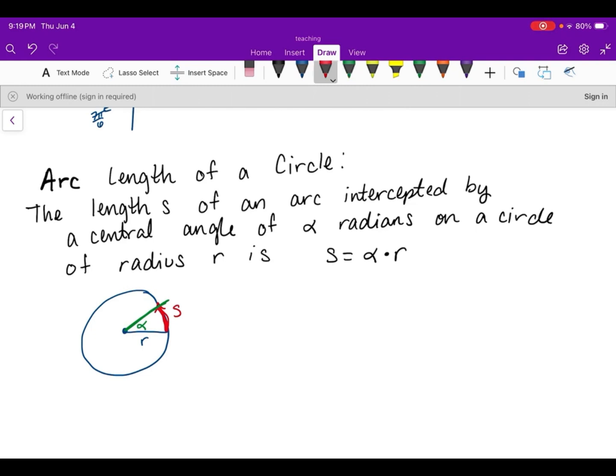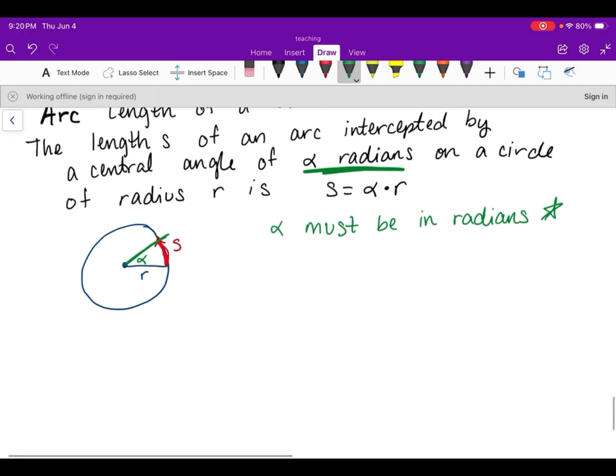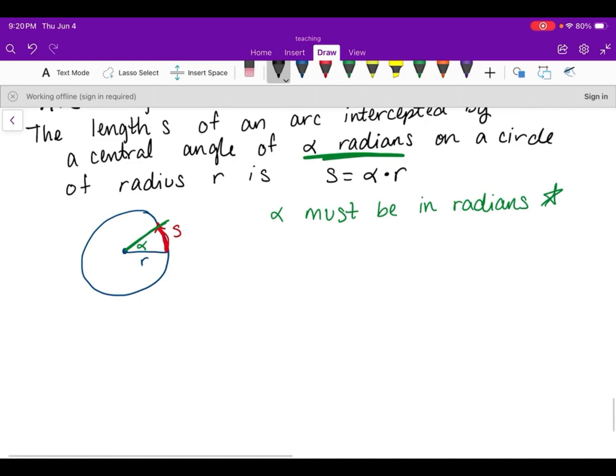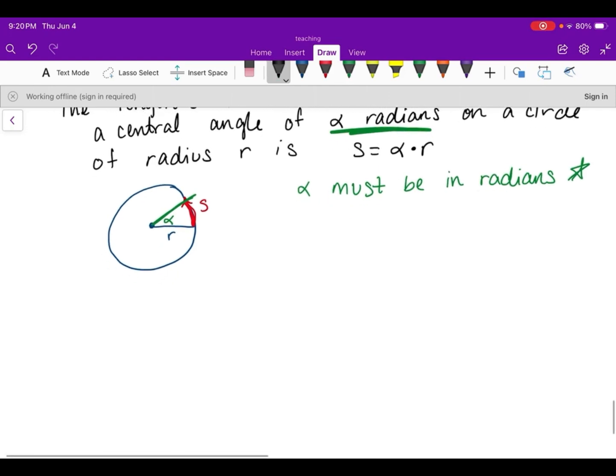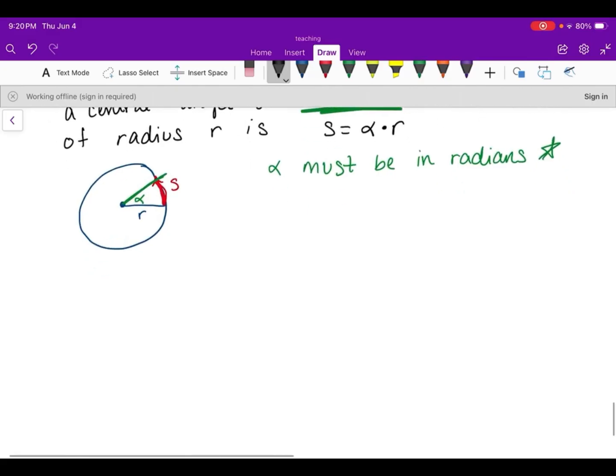Something you'll have to be a bit careful of here is that your alpha is defined in radians, so it's going to have to be in radians to use the formula. If you are given your angle in degrees, you're going to have to convert that into radians before you can use your formula. That part is super important. Also, make sure that you are actually using radius whenever you do your problem. Sometimes, a hint for later, you might be seeing diameter and not radius.